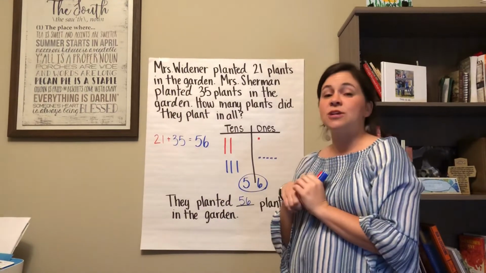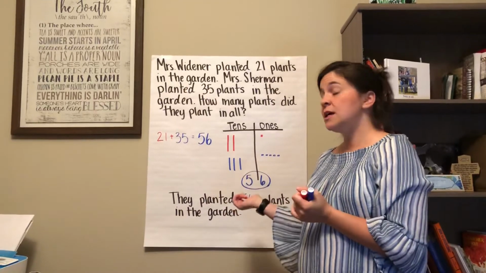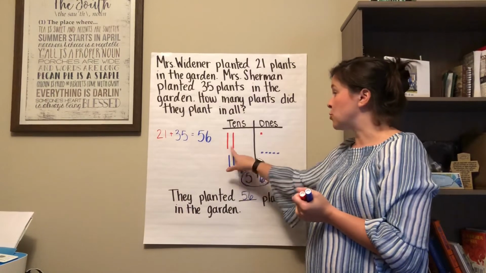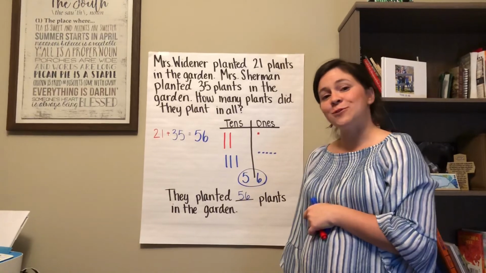So now, boys and girls, you're going to have 2 word problems of your own, and I want you to use this strategy, and you can make your T-chart for your tens and your ones, and then draw it out and count it all together to get your answer. We look forward to seeing your answers.